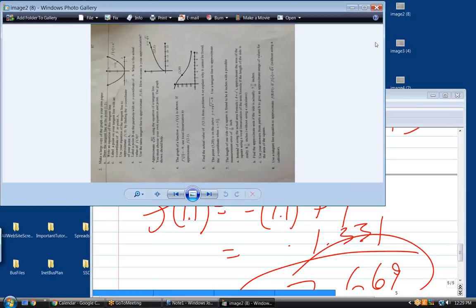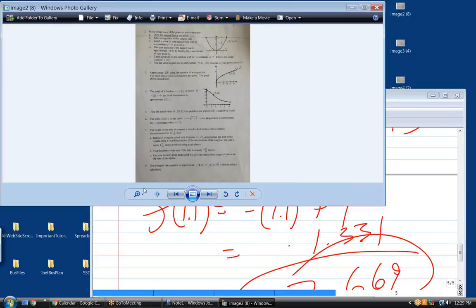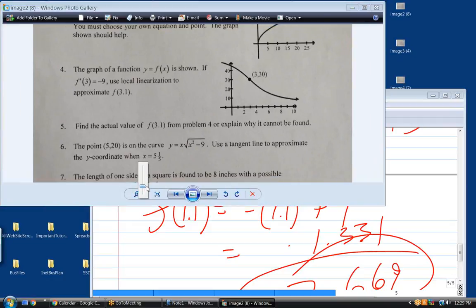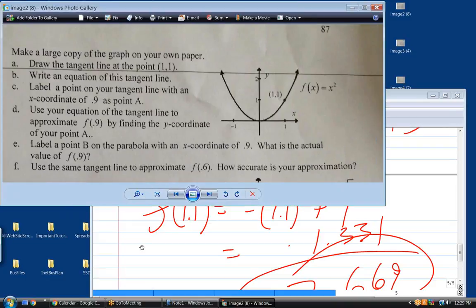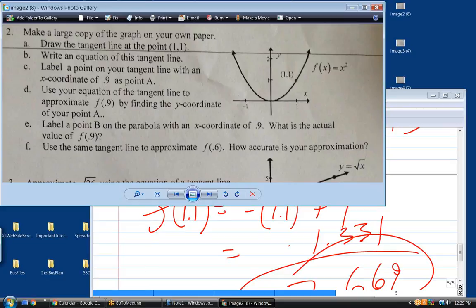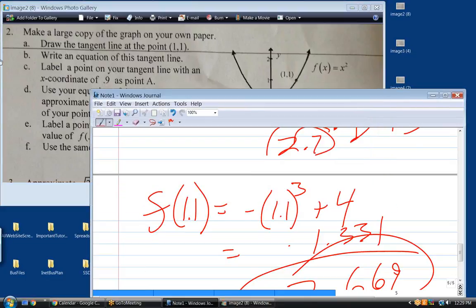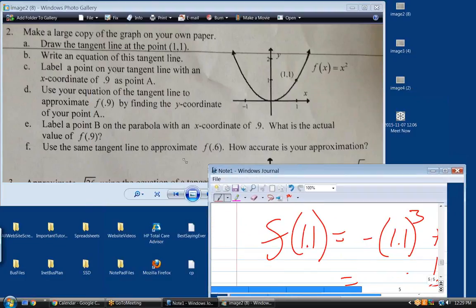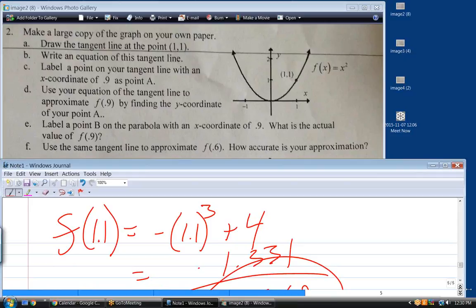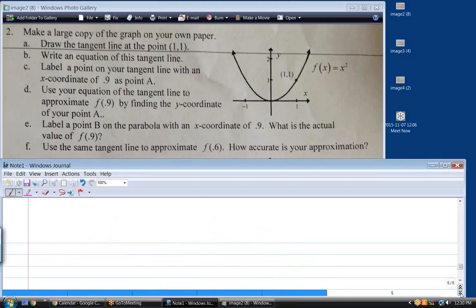Let's open up this page here. Wow. Amazing that your teacher is spending so much time on this. That's not normal. This is, I guess you'd call it the toughest part of differential calculus, I think. Well, I don't know if it's the toughest part. It's just the part that you don't use very often. You don't do local linearizations very much.